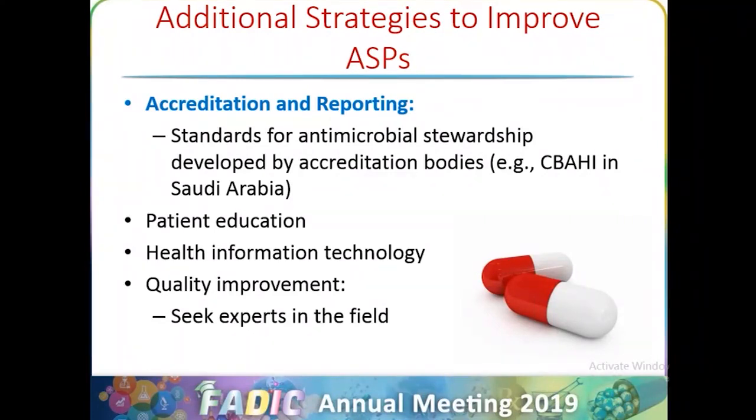The third strategy is health information technology. It's very important to collaborate with the IT department in the hospital in order to provide data on the outcome measures that I just described in detail, in terms of the antibiotic use, the length of stay, the mortality, and so forth. And finally, quality improvement is to seek experts in the field, whether you have experts in-house in the hospital, infectious diseases pharmacists or physicians with expertise in antimicrobial stewardship, or from outside the hospital.